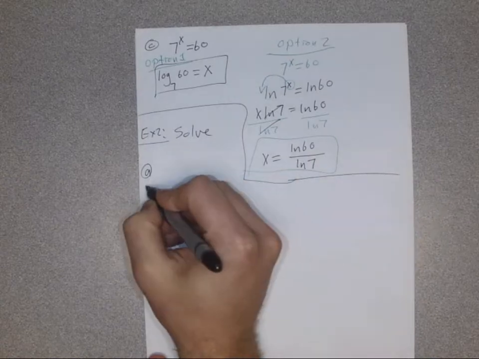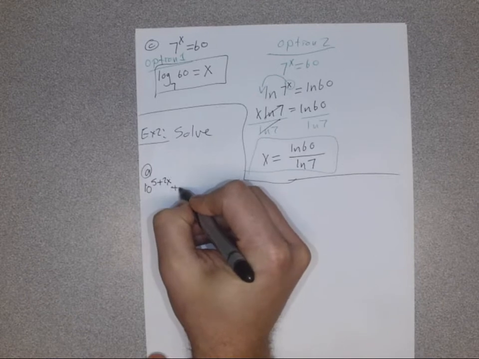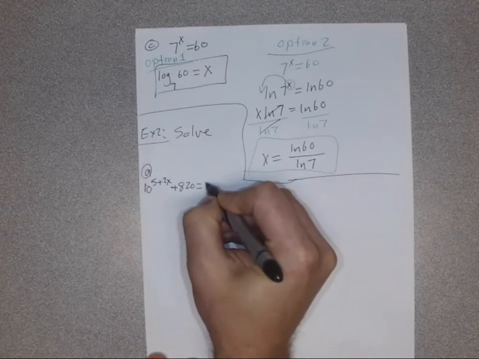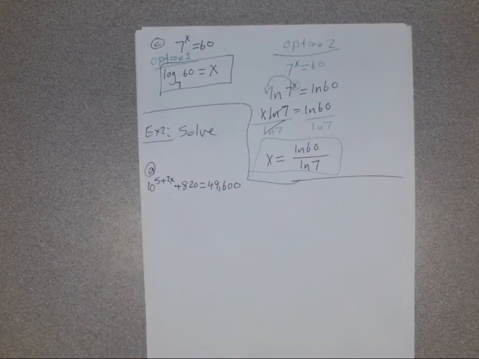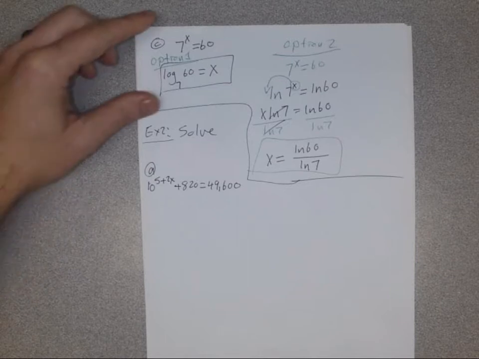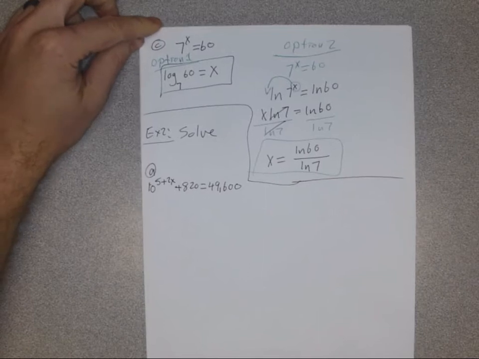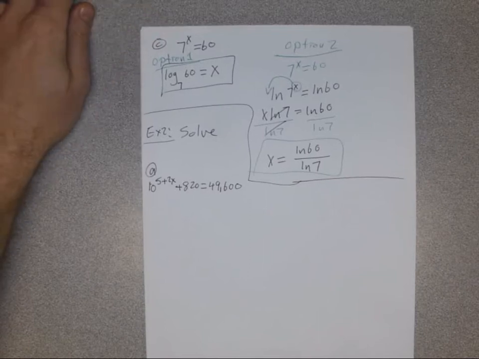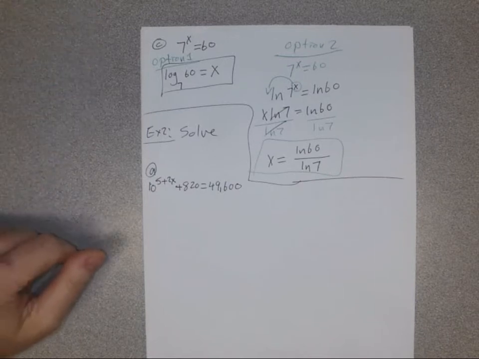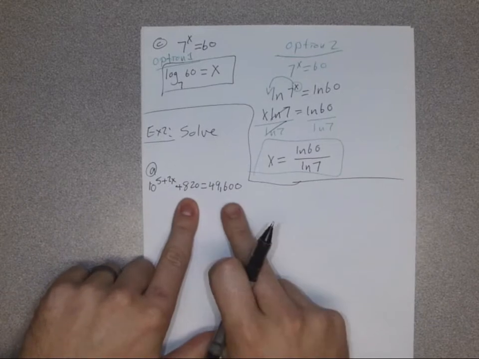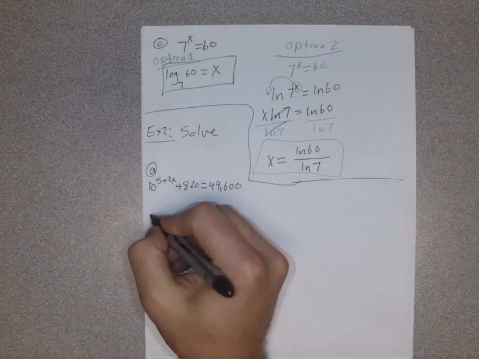So part A, let's say, is 10 raised to the 5 plus 2x power plus 820 is equal to 49,600. All right, so this is quite a bit longer problem than part C up here, but we can rearrange and rework some of this so it looks a little easier to work with. So let's do that. We have an 820 and a 49,600 here. So let's just go ahead and simplify that. There's nothing wrong, and it's not going to hurt anything.